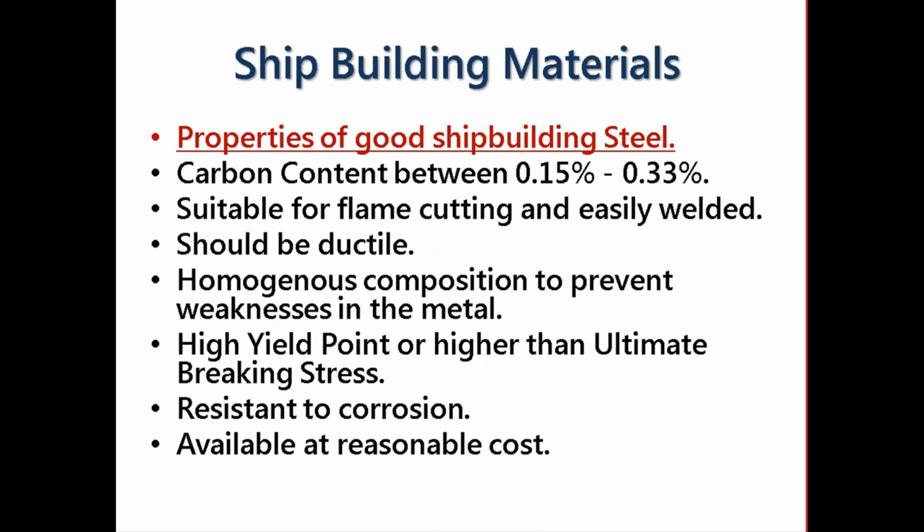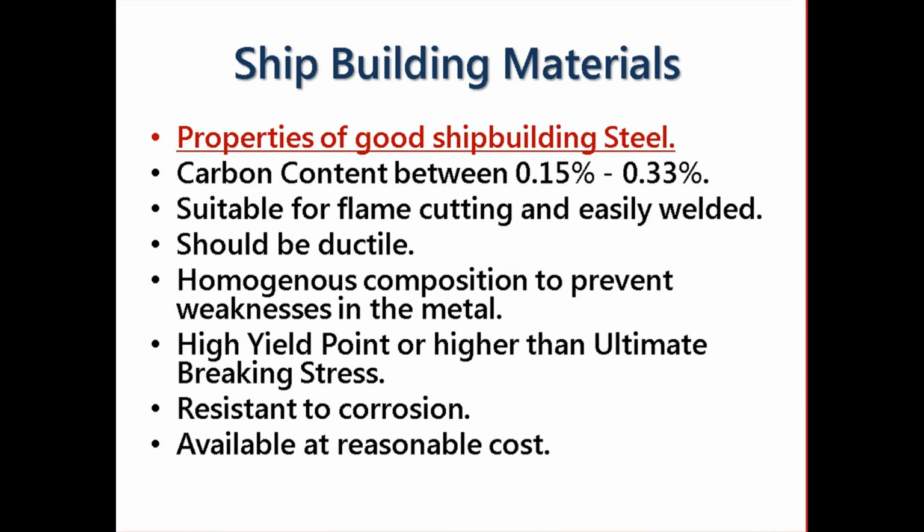Now we come to steel. Steel being used on ships, your carbon content should not be more than 0.33. Ideally, it should be 0.15 to 0.33. Second thing, your steel should be such that you can do welding and cutting. It should be ductile. It should be of homogeneous composition. That means throughout the steel plate, it should not be thick and thin. It should be homogeneous, otherwise you will have weaknesses which can provide fatigue and can have fracture.